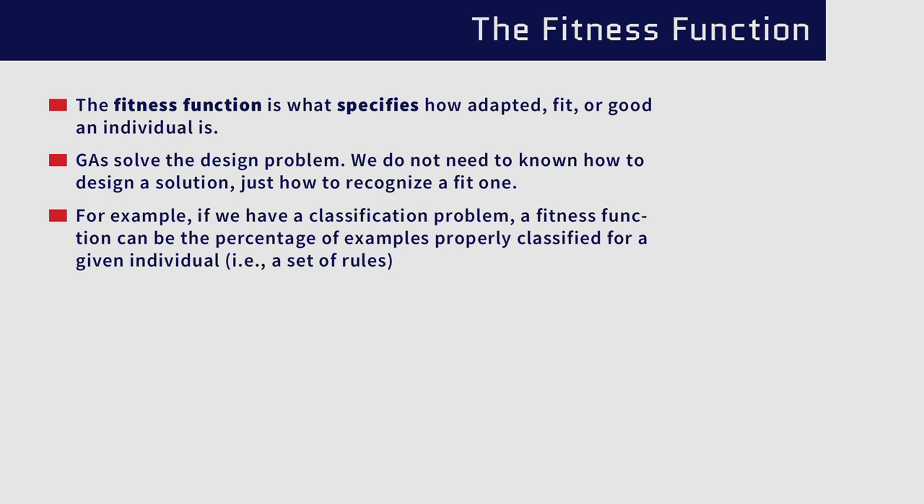If, for example, the problem is a classification problem, and the hypothesis space is made of a set of rules, then the target function has one component that's called the classification according to a set of training examples. For example, the percentage of examples that are properly classified by a given potential solution represented by the set of rules could be a good fitness function.